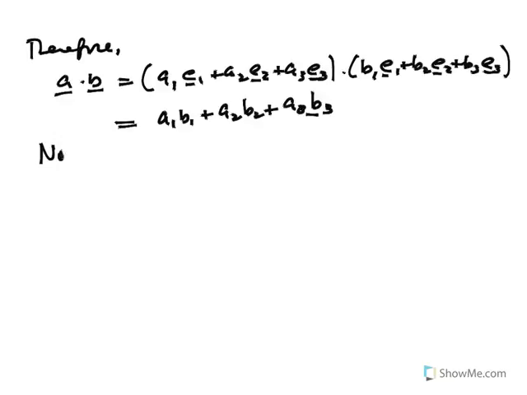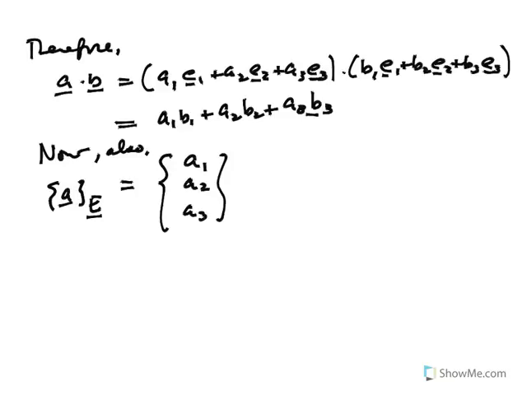Now, we also know the vector A expressed in the basis E is equal to A1, A2, A3, and the vector B expressed in this basis is equal to B1, B2, B3.